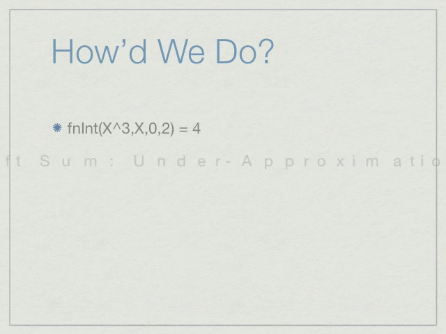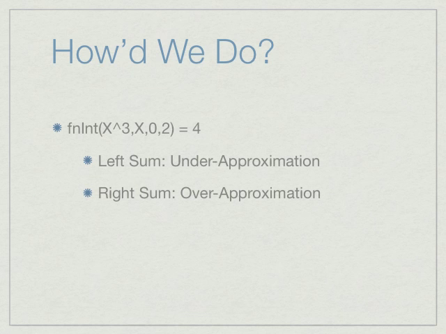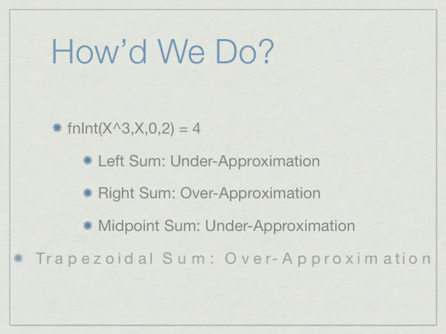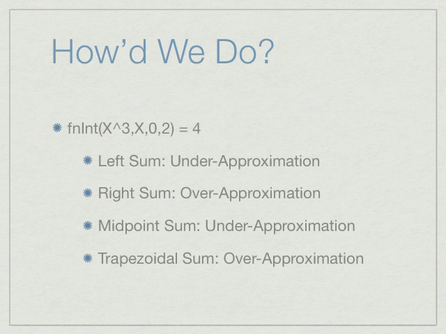So the left sum was an under approximation here. The right sum was an over approximation. The midpoint sum was an under approximation. And the trapezoidal sum was an over approximation. Generally speaking, the trapezoidal sum is the most accurate and closest to the calculator's answer, or the actual answer, and the left sum and right sum are the least accurate. And there's quite often a little bit of disparity in those answers, because one is either a very big overestimation or one's a very big underestimation.